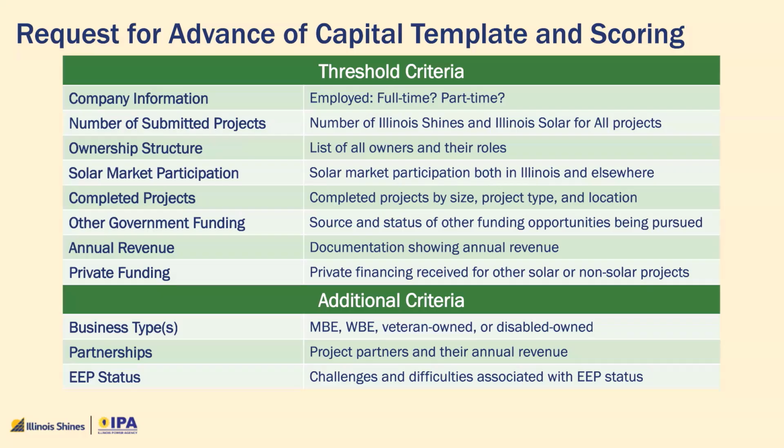Annual revenue, which requires providing documentation that shows annual revenue, such as tax returns, cash flow statements, or balance sheets, which will be treated by the program administrator as confidential. The scoring of this criteria is weighted in favor of businesses with small annual revenue.